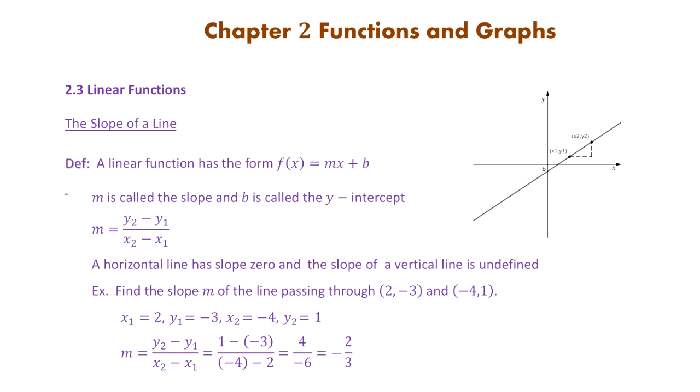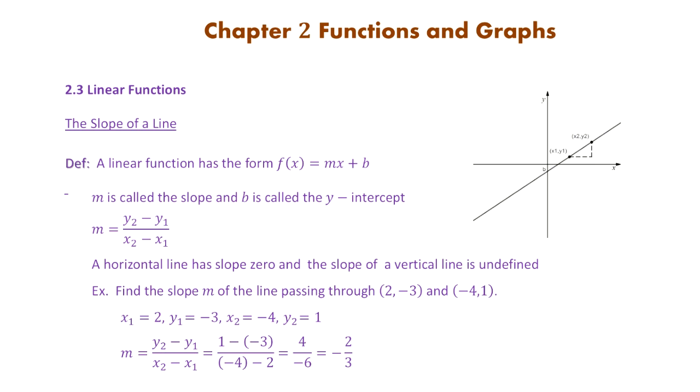So in 2.3, we're going to talk about the linear functions. These are the things you probably already learned before. So just take a review on that, in case you forget something. All right. So a linear function has a form of f(x) equal to mx plus b. M is called the slope and b is called the y-intercept.